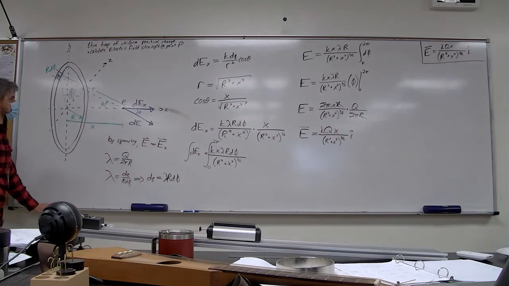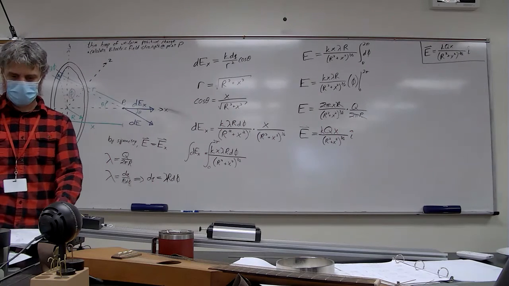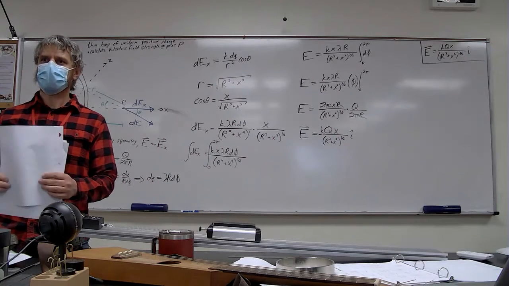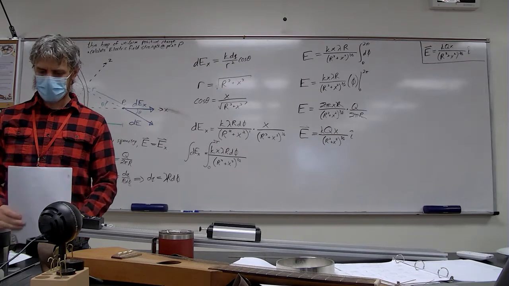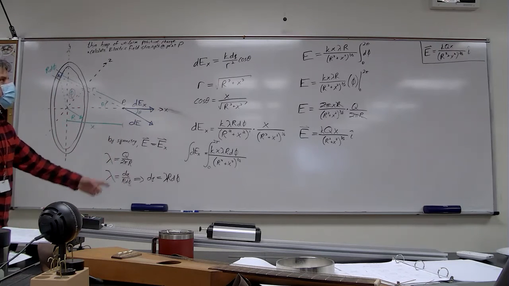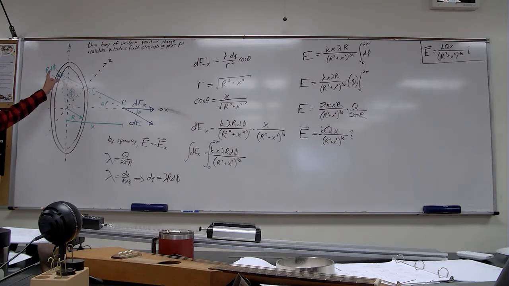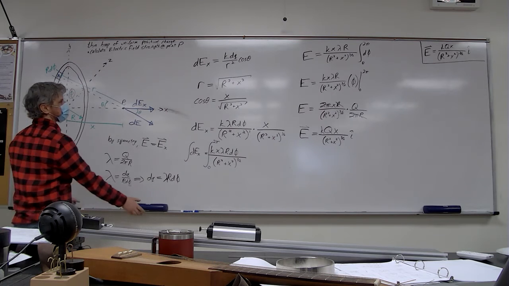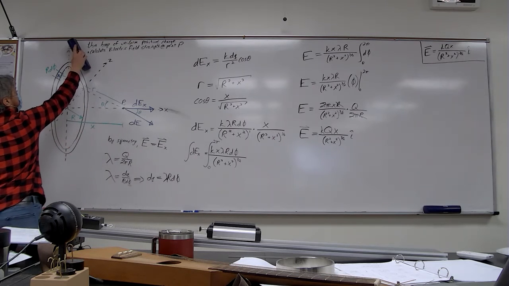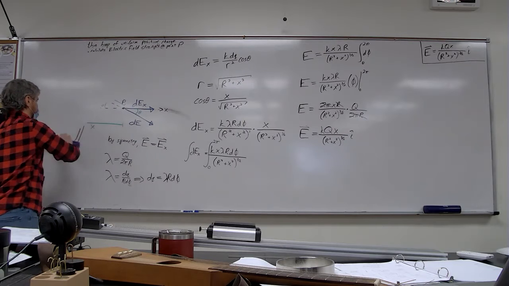And let's modify our situation so that we can use that result. Let's replace this hoop with a circular sheet of charge. Okay? A circular sheet of charge. So I'm going to erase all this.